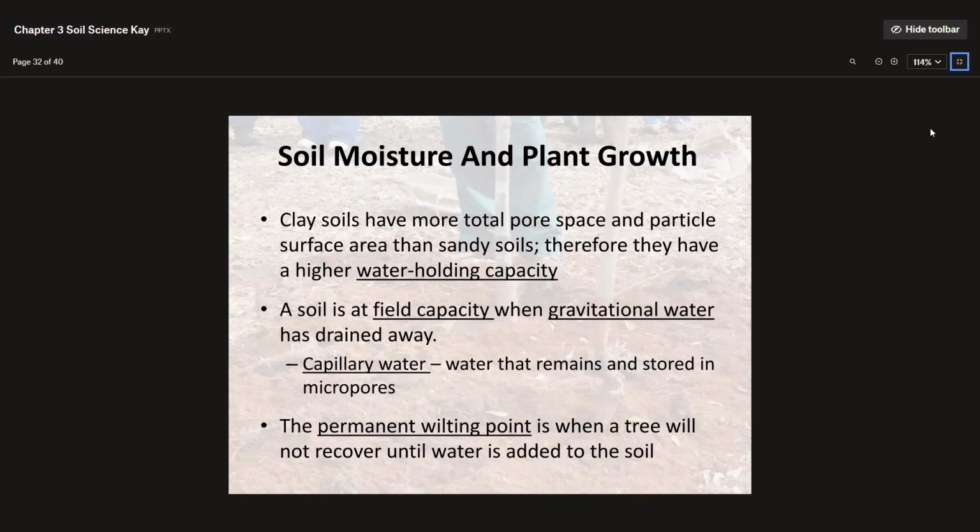The permanent wilting point is when a tree will not recover until water is added to the soil. That means the permanent wilting point is where that tree has taken up all the capillary water and there's no more water available for the tree. That is your permanent wilting point, okay?